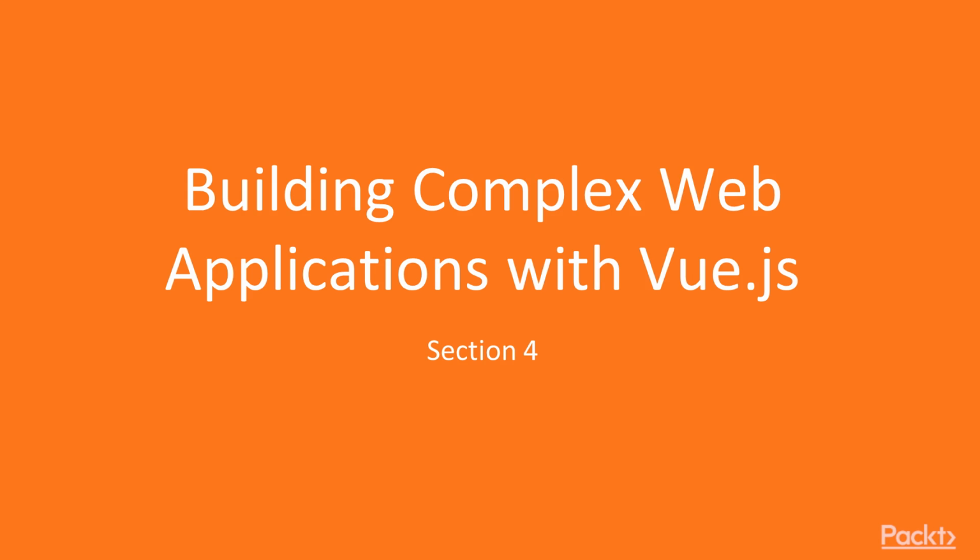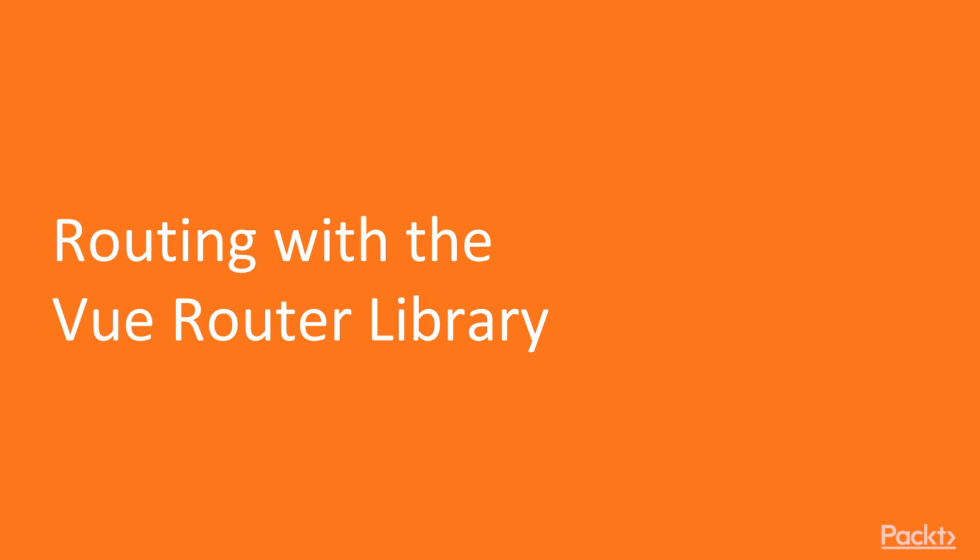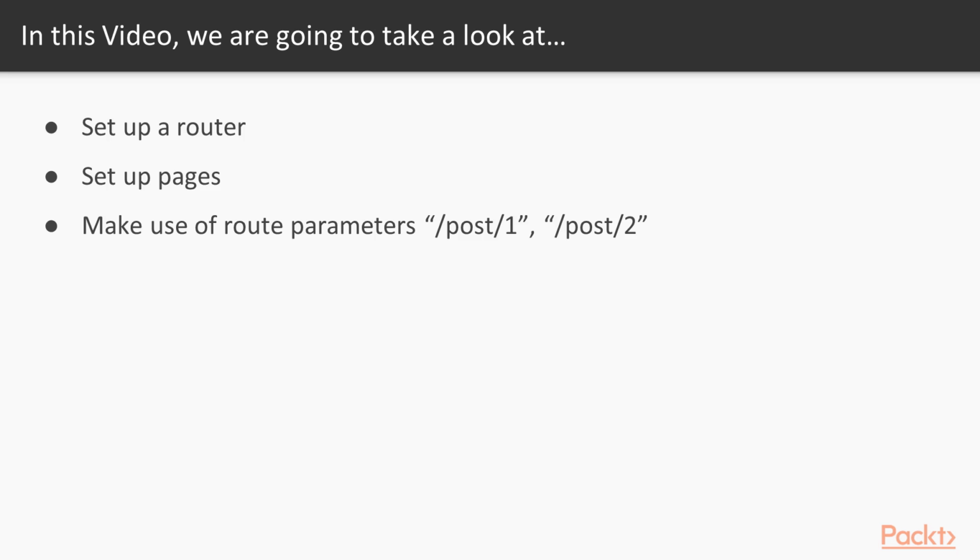Section 4. Building complex web applications with Vue.js. Routing with the Vue router library. In this video, we're going to take a look at how to set up a router, how to set up the corresponding pages for the router, and how to make use of route parameters. So you, for example, can go to post/1 and you see the post with ID 1, and post/2, which will show the post with the ID 2.